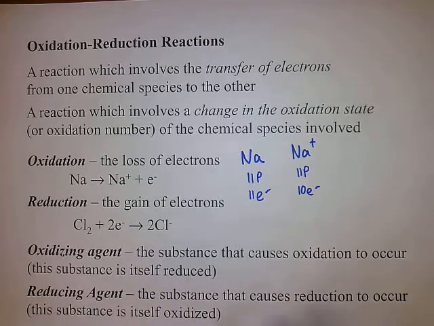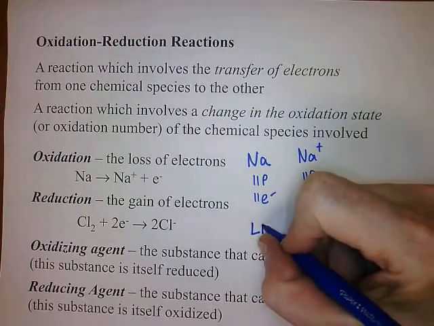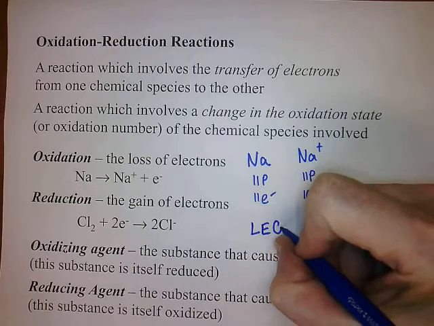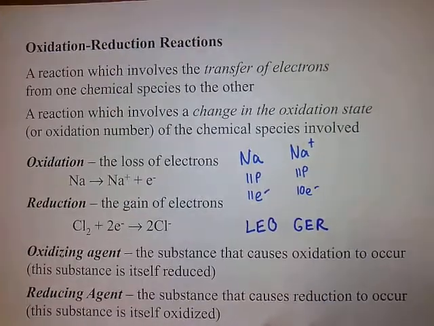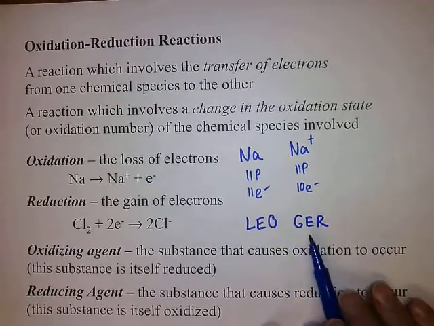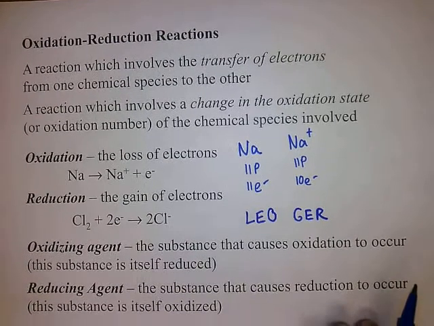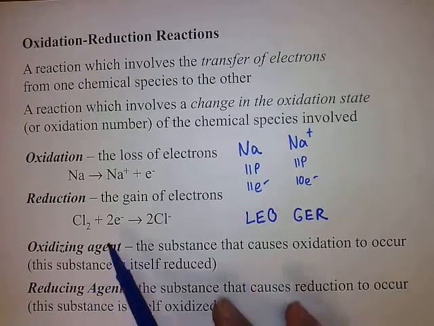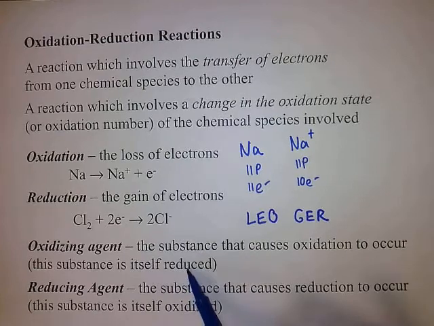Okay, so a mnemonic that I've seen used is LEO GER, which stands for loss of electrons is oxidation and gain of electrons is reduction. Okay. Now, the oxidizing agent is what causes oxidation to occur. That is the substance that is itself reduced.